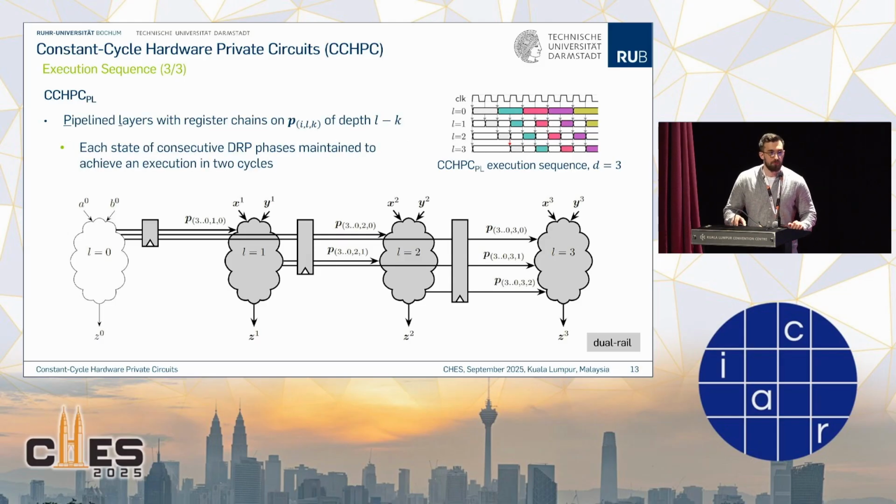Now we optimize this even further with a CCHPC-PL variant, which pipelines the layers. So here, basically, the concept is that we can feed every second clock cycle new input into a composed circuit. Why every 2 clock cycles? Because we still need to do the pre-charge phases in between. And then, because of these register stages, every intermediate preprocessed value is maintained, so we can execute the execution sequence as shown on the top right for consecutive inputs.